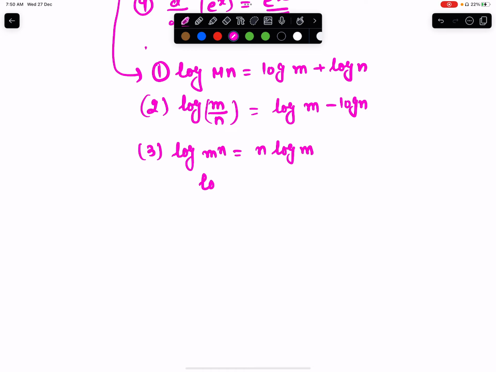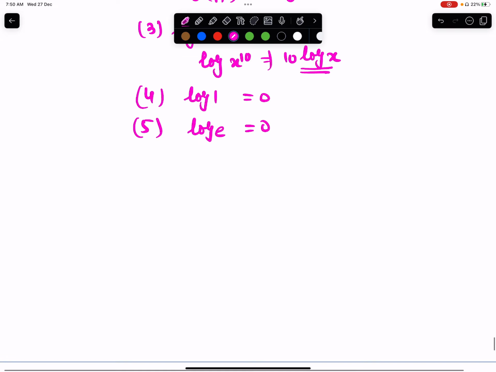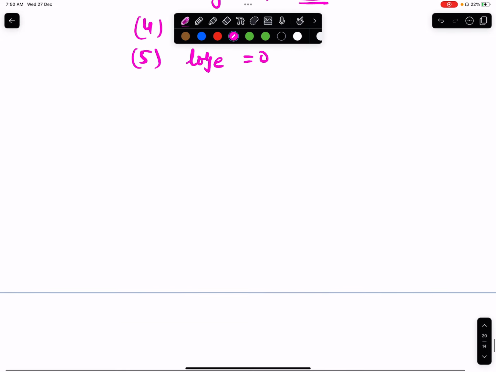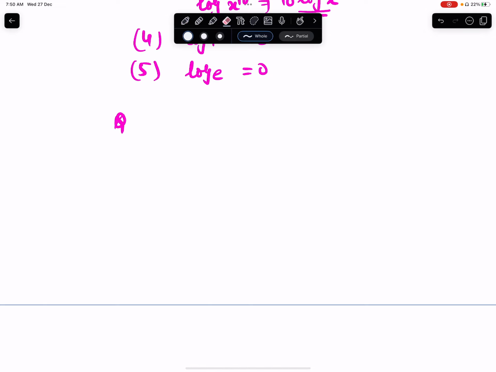How? We have, like, log x raised to the power 10. We can write it as 10 log x. So the derivative of log x will be easy. If we take the power down, we have log m by n. If we have to differentiate log m by n, then we can write it easily. Now fourth property, log of 1 equals 0. Fifth, log of e equals 1. Suppose we have a question of solving log. Let's see what will be the question.